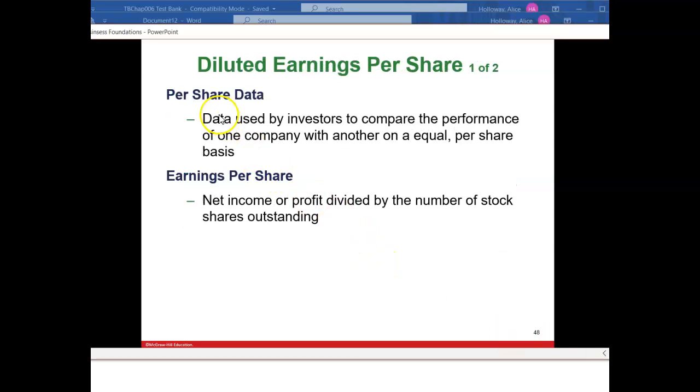Diluted earnings per share. You've probably heard this terminology before. Earnings per share is the net income, or the profit, divided by the number of stock shares outstanding. It's an important number to know because it changes often, is based on what's going on in the economy, and determines an overall firm's stock price. So you want to know the earnings per share so you can have a familiarity with the company and how well they're doing. Per share data is used by investors to compare the performance of one company with another, so you need some sort of formulation that tells you how solvent the company is.